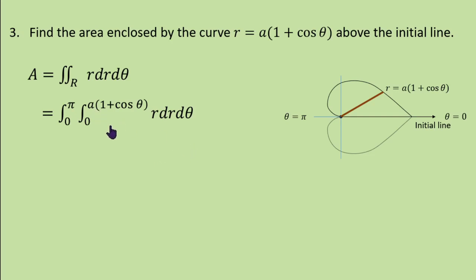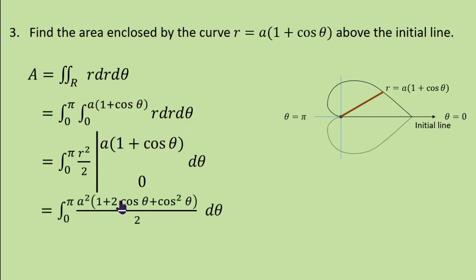Substitute the upper limit, that is a square into (1 plus cos theta) whole square by 2. Now the square of this is nothing but a square into (1 square plus 2 into 1 into cos theta plus cos square theta) divided by 2. Lower limit is 0. Here the integral of cos theta from 0 to pi is 0, because cos of (pi minus theta) is minus cos theta. Since it is negative, its integral is 0.